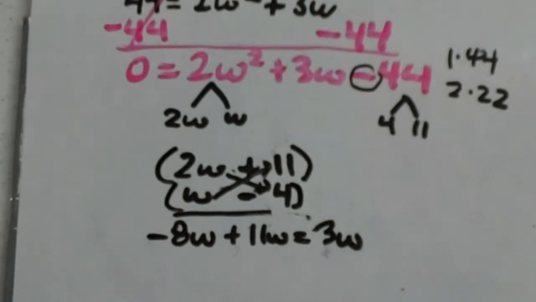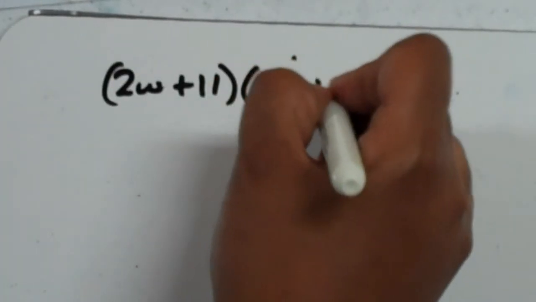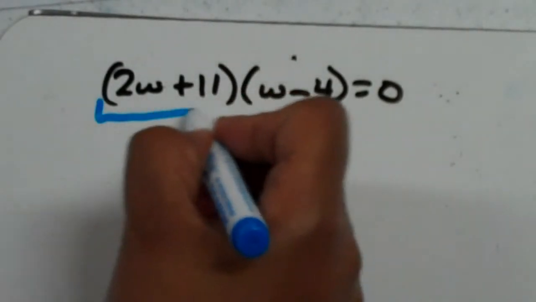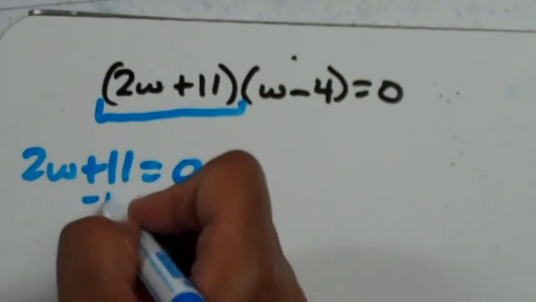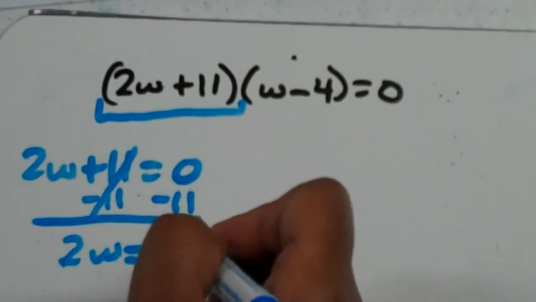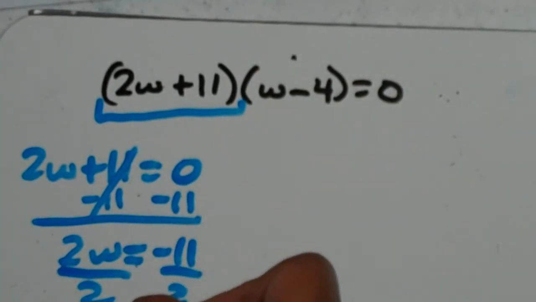So now let's take that information and we're going to use it to solve the rest of our problem. So again, I had 2W plus 11 times W minus 4 equal to 0. So now I can set each of these factors equal to 0. My first factor is 2W plus 11. So I subtract 11 from both sides. That cancels. I get 2W is equal to negative 11. Divide by 2, and W is equal to negative 11 over 2.